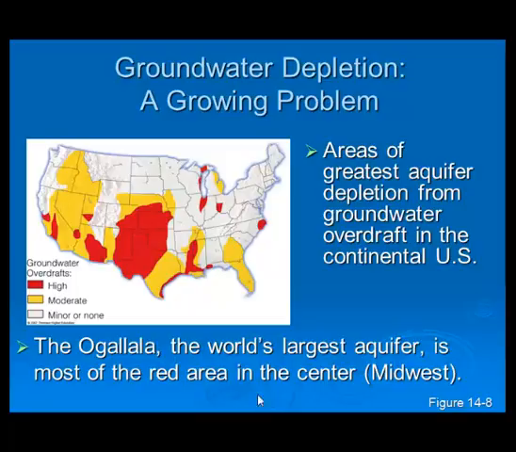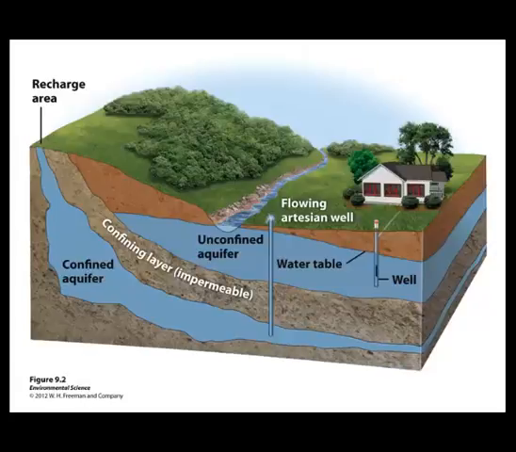It doesn't recharge just by it raining like an unconfined aquifer does. Let's look back at this picture. So the unconfined aquifer can be filled up just by the stream filling up, and a stream can fill up and flow over very quickly just from a bunch of rain coming in.